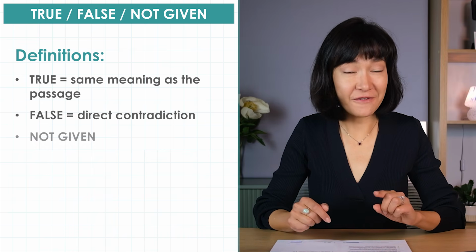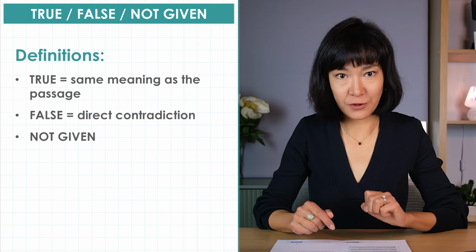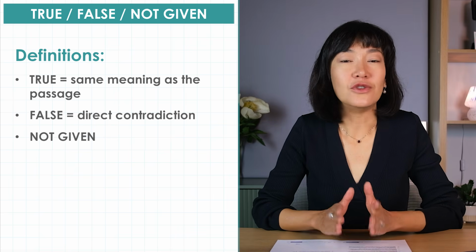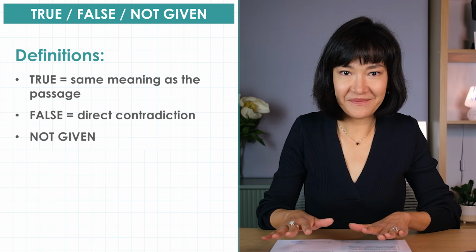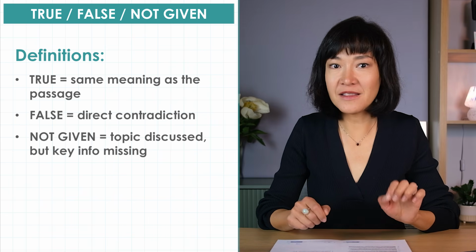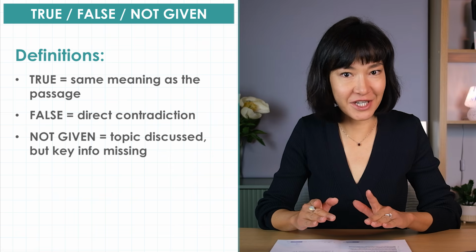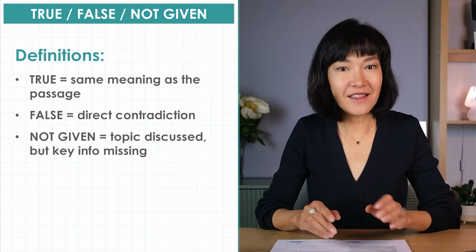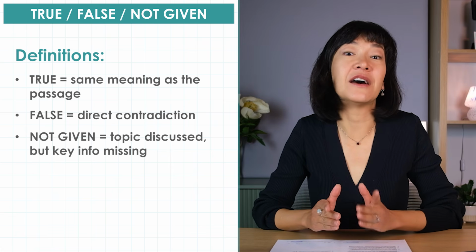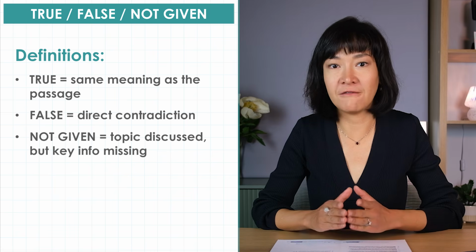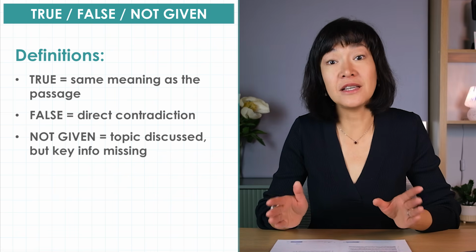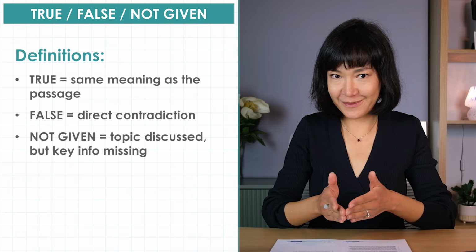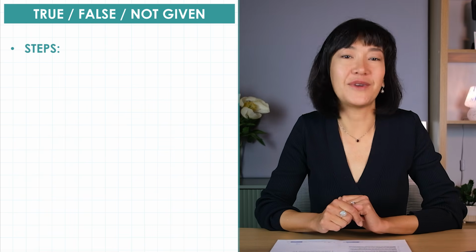And not given is the one students mix up the most. So not given doesn't mean the topic isn't given. Usually you can still find the part talking about it. But the passage doesn't give you enough information to decide if the statement is true or false. A key detail is missing, so it's not given. Okay, let's look at the strategy.